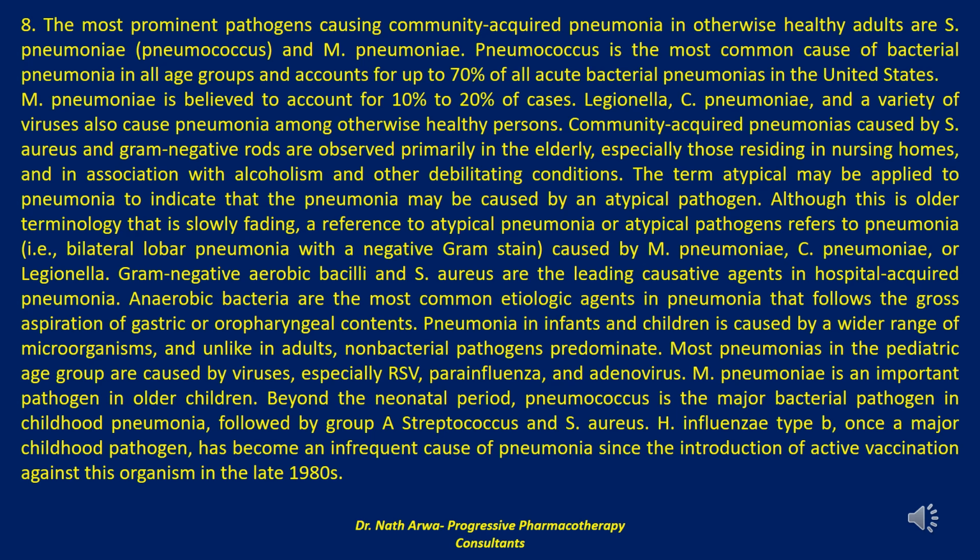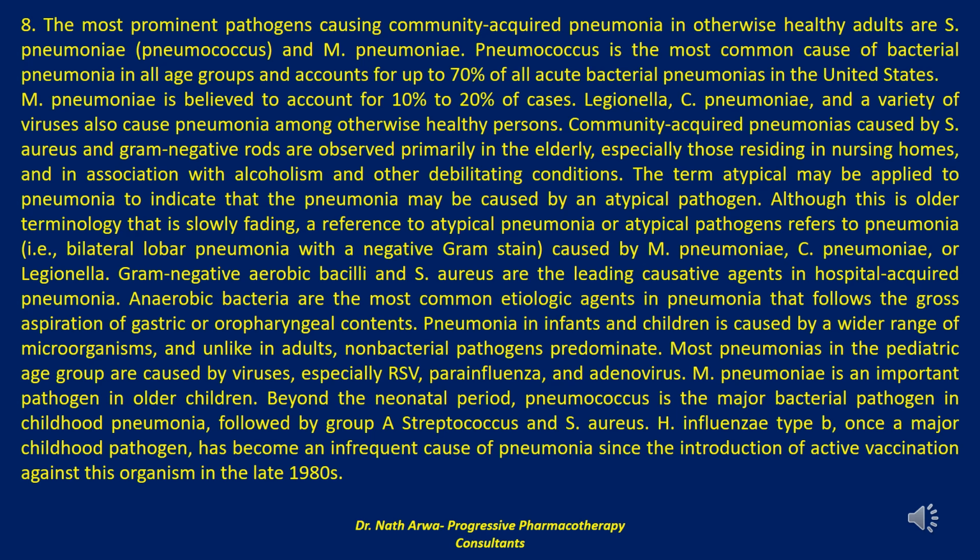Gram-negative aerobic bacilli and Staphylococcus aureus are the leading causative agents in hospital-acquired pneumonia. Anaerobic bacteria are the most common etiologic agents in pneumonia that follows the gross aspiration of gastric or oropharyngeal contents.